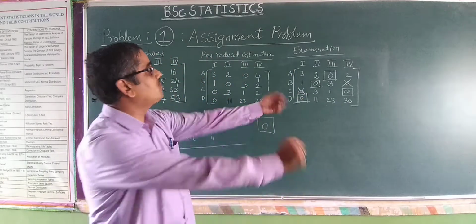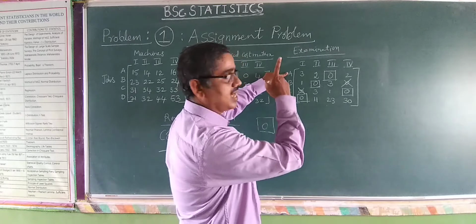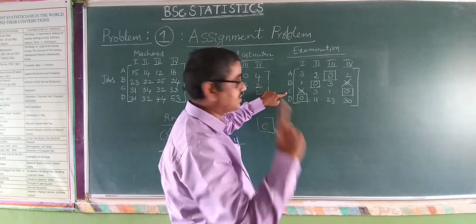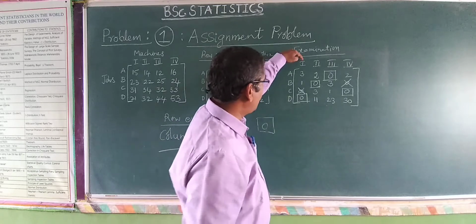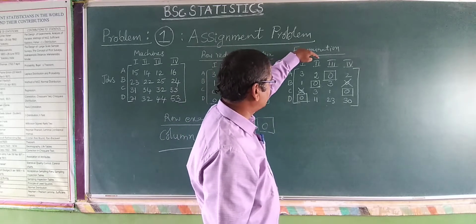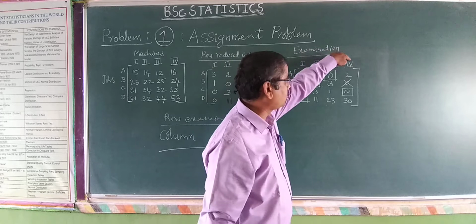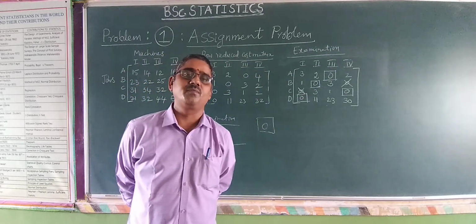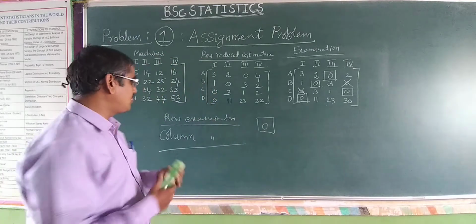Right? So now you observe here, first row, one assignment, second row, one and only one assignment, third row, one and only one assignment, fourth row, one assignment, and first column, 1, second column, 1, third column, 1, fourth column, 1. So therefore the problem was solved. Optimum solution is attained. Right? So therefore, what is the optimum assignment schedule?